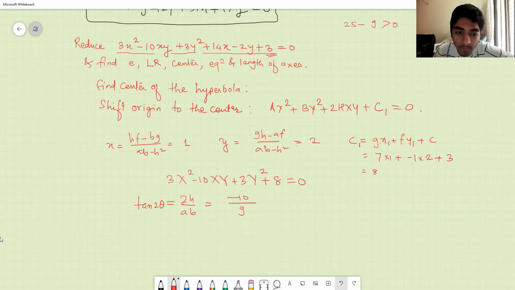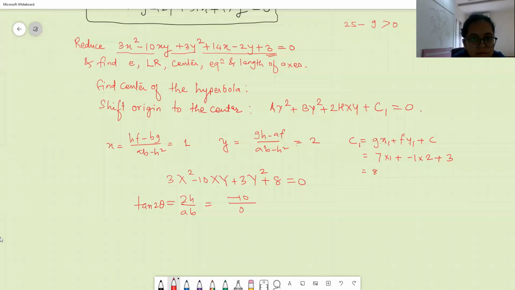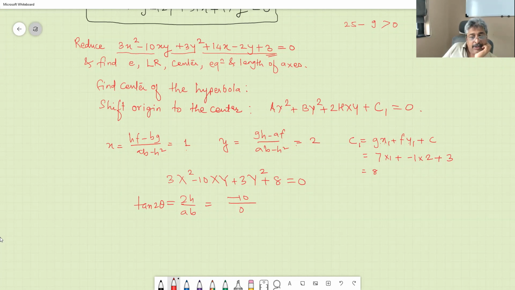Sir, A minus B, A minus AB. The minus B, denominator A minus B, 0. So they are perpendicular. Correct? Tan 2 theta is infinity.